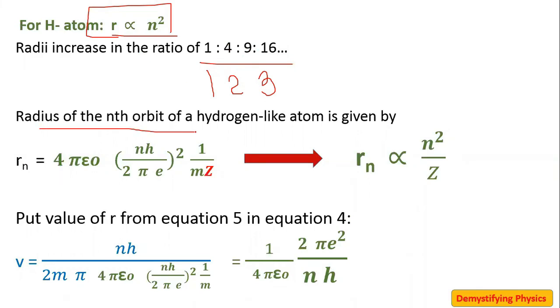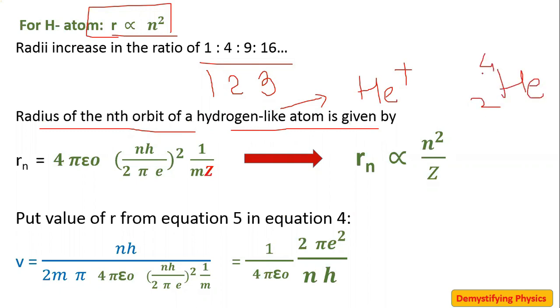Now the radius for nth orbit of a hydrogen-like atom. Hydrogen-like atom means the atom which has one electron in its valence shell. For example, He positive, helium positive. Helium has two electrons in its shell. So one positive means it has given one electron and there is one electron left. So it is hydrogen-like. Another example, lithium 2 positive. It has three electrons. If it gives two, it will have one electron left. So it is a hydrogen-like atom.